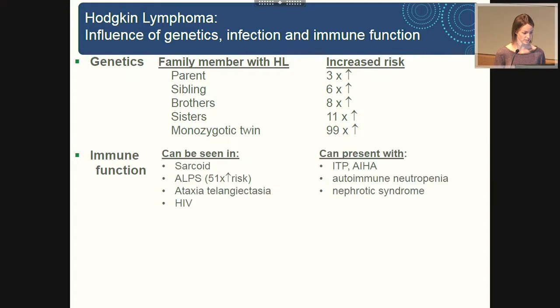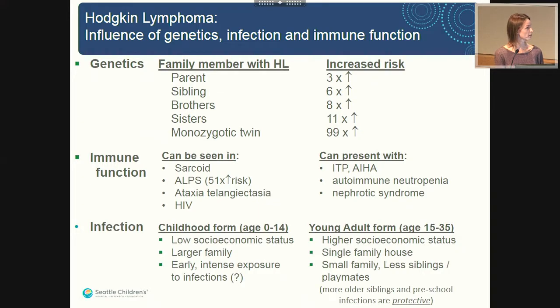We do know that immune function has a role in the development of Hodgkin's, but also in its pathogenesis, because patients can present with different immune-related phenomena. So in this column here, they're talking about how you can present with ITP, autoimmune neutropenia, even nephrotic syndrome, which we've seen in some patients, which is immune-mediated. And then I think this last bullet is interesting.